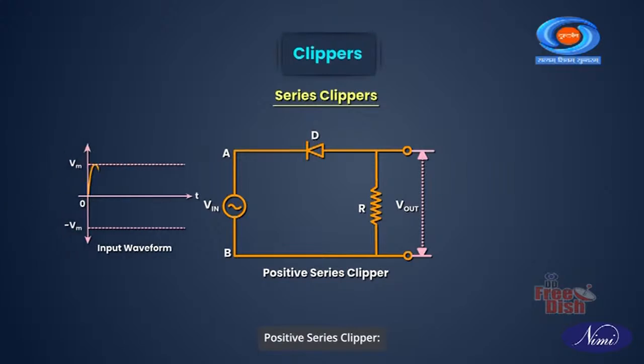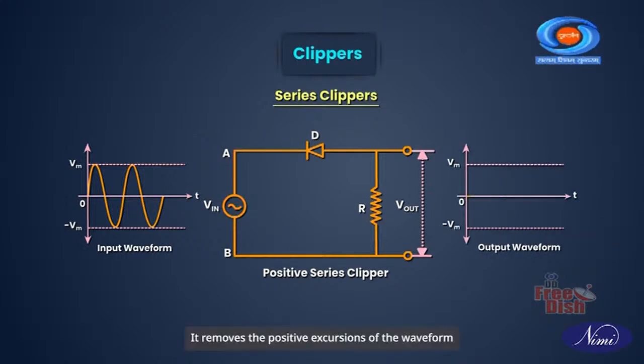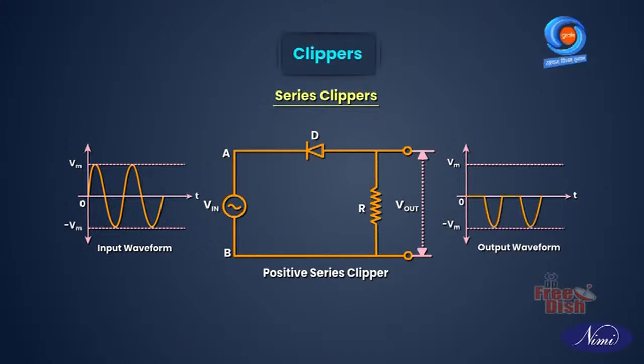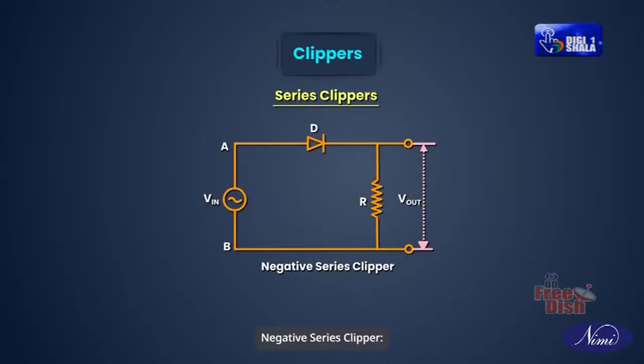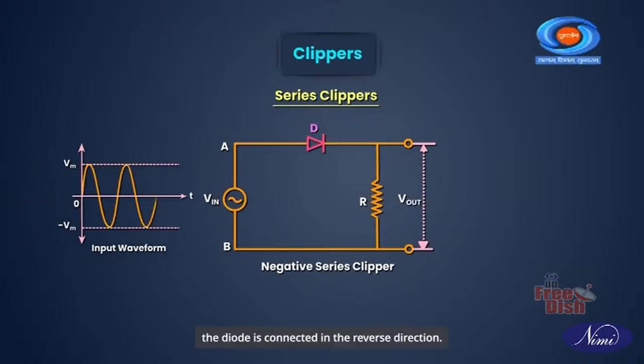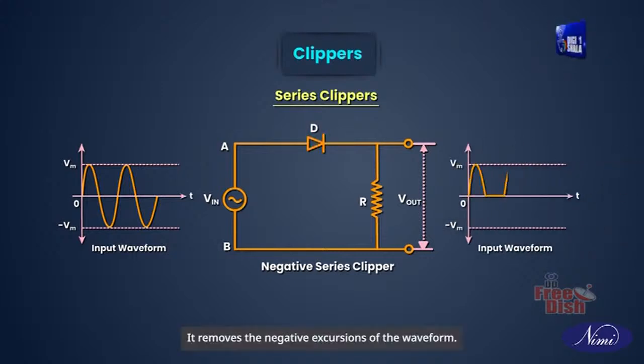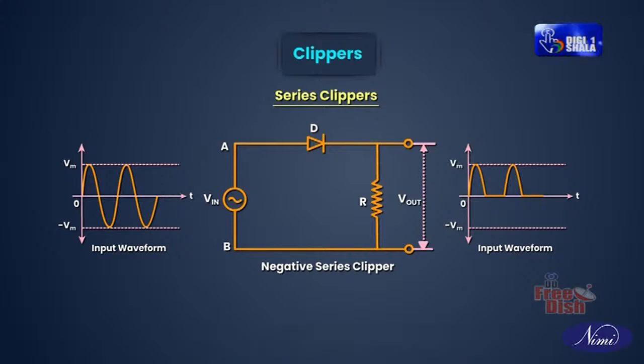Positive series clipper. In this configuration, a diode is connected in series with the input signal in the forward direction. It removes the positive excursions of the waveform. Negative series clipper. Similar to the positive series clipper, the diode is connected in the reverse direction. It removes the negative excursions of the waveform.